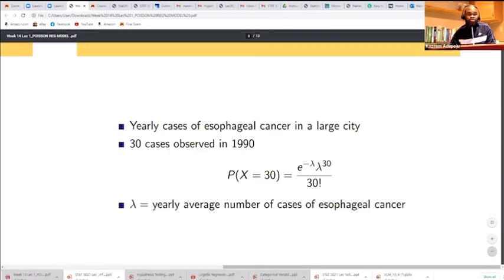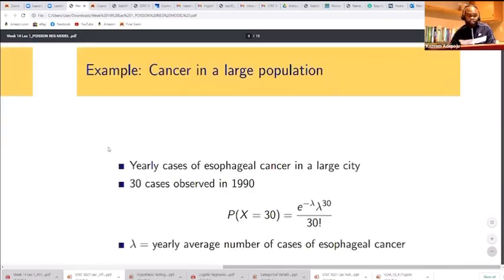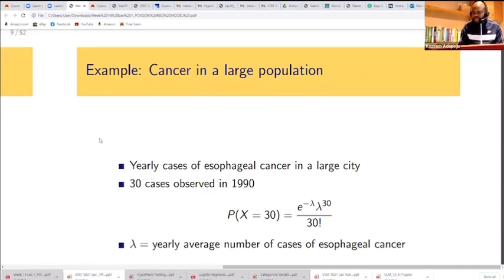Now take a look at page 12. In page 12, we want to talk about cancer in a large population. The occurrence of cancer is a rare event. In a large population, particularly in this city in 1990, only 30 cases of cancer were observed. We can use a Poisson distribution to determine the probability that the number of cases of cancer is going to be 30.